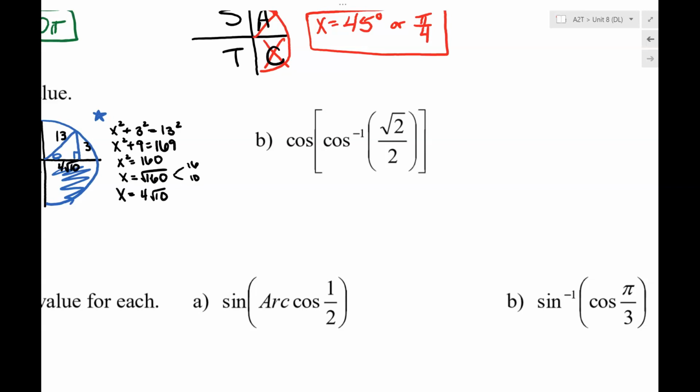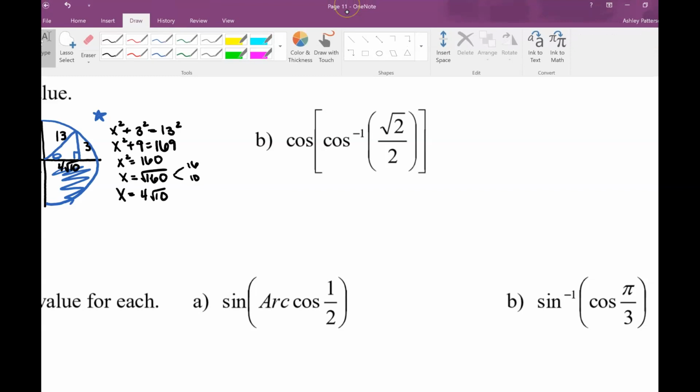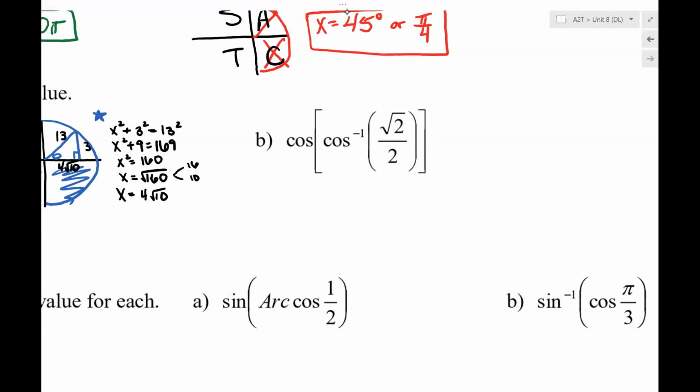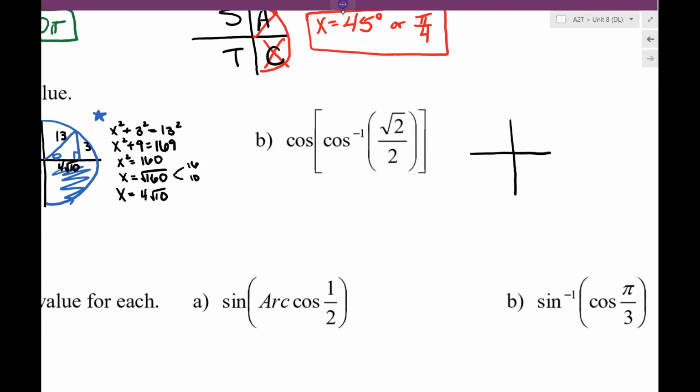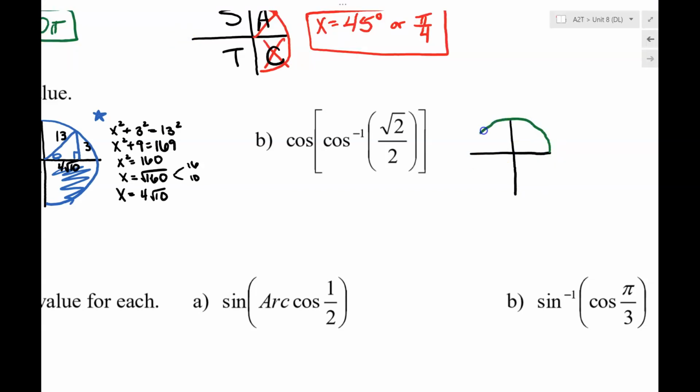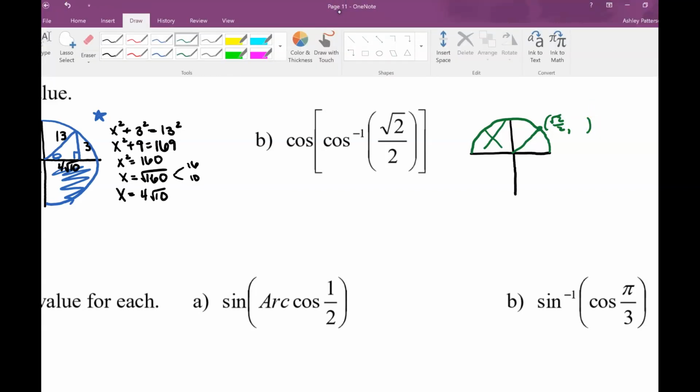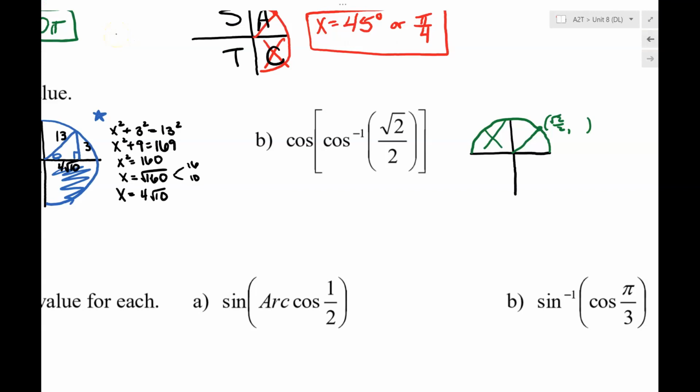Well, cosine here is positive. Okay, so I think I have black. So if we are with our quadrants and we know that cosine is restricted from 0 to pi and cosine is positive, that means that we are in the first quadrant. And this is a special right triangle, which is super nice. It's our 45, 45, 90 because it's rad 2 over 2.